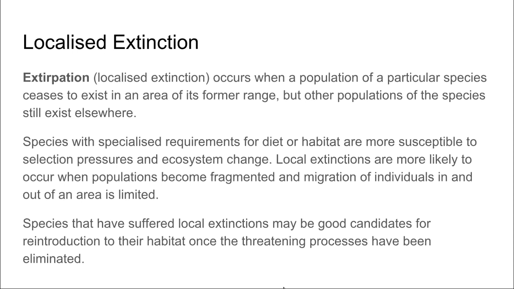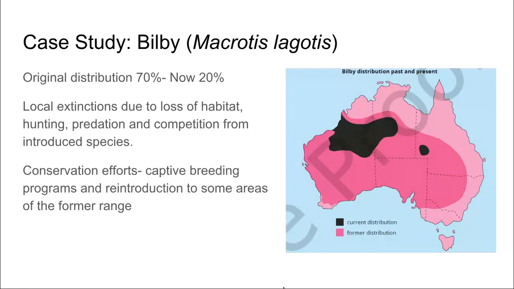Some species that have suffered local extinctions may be good candidates for reintroduction to their habitat once the threatening processes have been eliminated. So a case study we're going to look at quickly is the bilby, and its original distribution is the pink color there. It did occupy around 70% of Australia. Now the population, in the black color there, is only about 20% of Australia. These local extinctions did happen due to loss of habitat, hunting, predation, and competition from introduced species. Some of the conservation efforts that people have tried are captive breeding programs and the reintroduction to some areas of the former range. So we can see that the change in the ecosystem did in fact cause changes in the population itself.